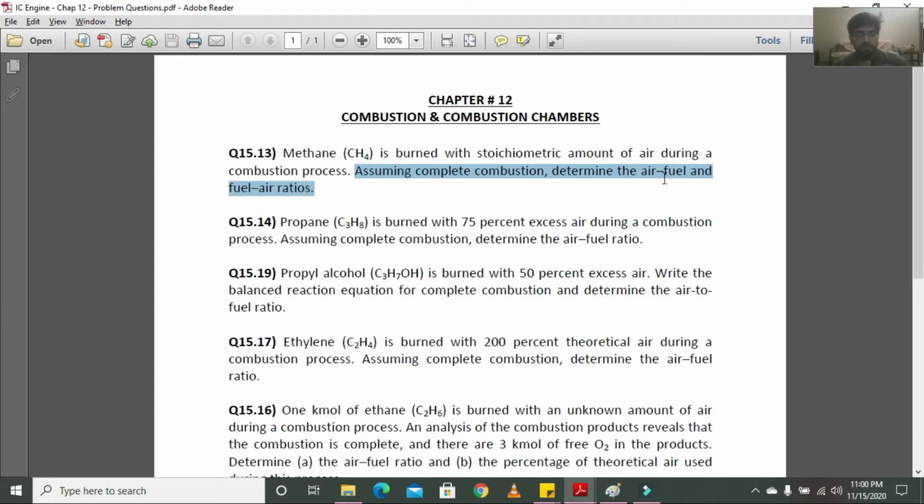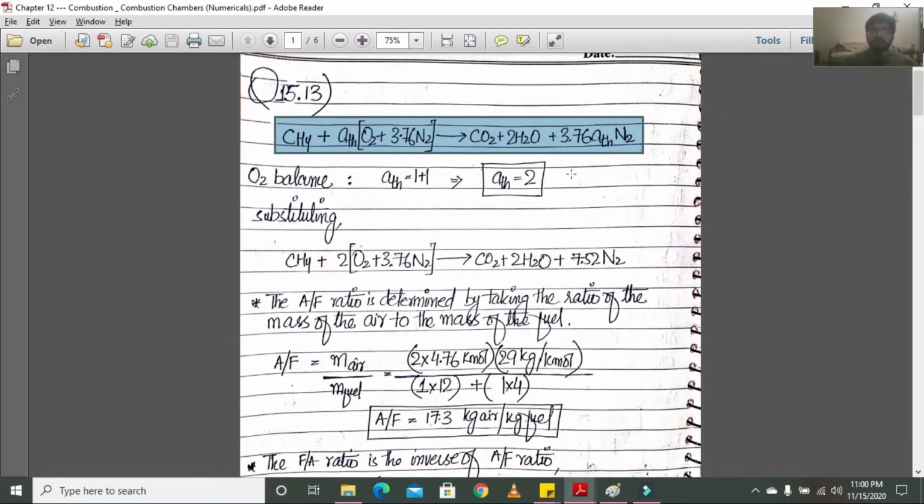Now after the formation of the equation, I'm going to balance the oxygen. As I explained earlier, in this question I'm going to balance the oxygen molecules. So here you can see on the left side of the equation, I just have a methane molecule. It means that there is no oxygen molecule, while here I have ATH moles of oxygen. So on the left side I have mentioned ATH.